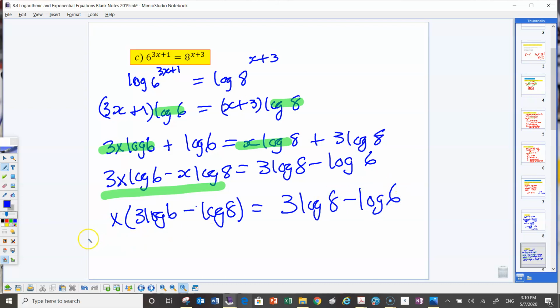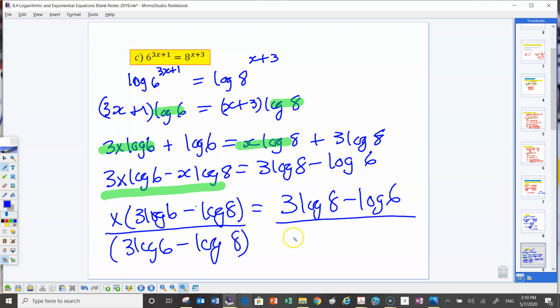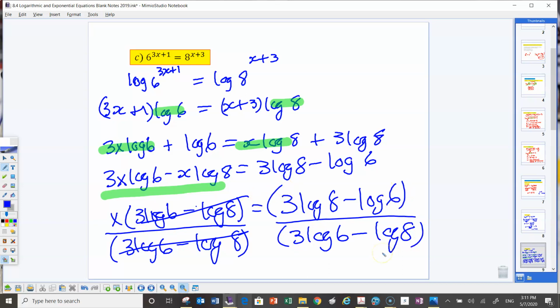And now I have to divide both sides by 3 log 6 minus log 8 and 3 log 6 minus log 8. So these are going to cancel. And now you have x isolated. And so now you just have to be careful how you punch this into your calculator.